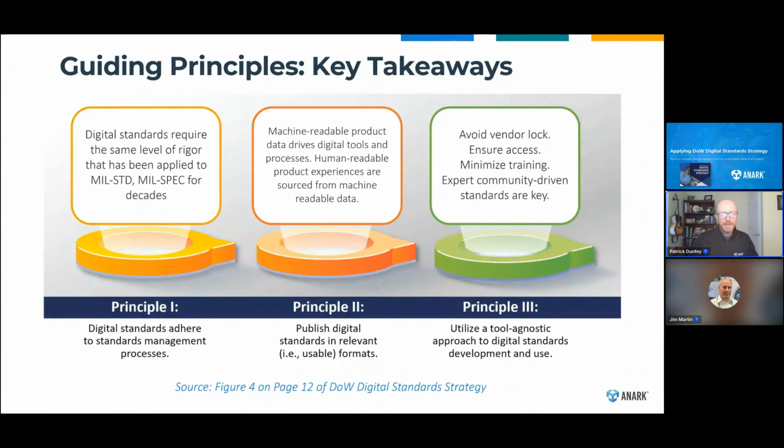Machine readable product data drives digital tools and processes and doesn't always necessarily require a human in the loop. You can transfer the data and run a machine off of machine readable data. But when it is human readable, principle 2 absolutely, as John said, describes it as product experiences that are sourced from the machine readable data. So it's the same source, right? Whatever part of the MBSE spectrum, I'll show a slide on that later in terms of all the different data types, wherever you are in that spectrum of data, it has to be from an authoritative source that's machine readable in nature, or at least machine interpretable, as spec'd in the strategy document.